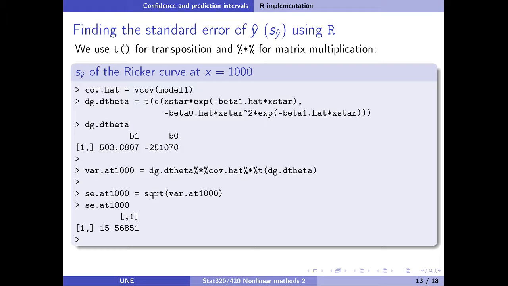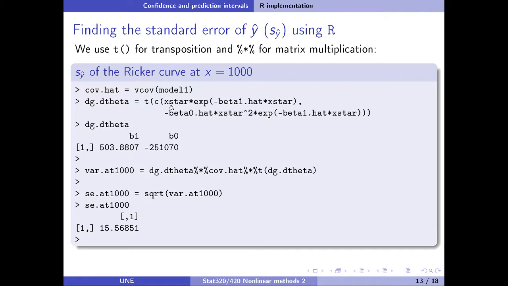So if we want to find this S of y hat for the Ricker curve at x equals 1000, I've got my covariance matrix, which I've called cov.hat. I've got dg.d theta. Remember in the theory, I wanted dg d theta to be a row vector. In R, if you say x equals c parentheses 2 comma 3, that creates a column vector. So the way to get a row vector is to transpose a column vector. So I'm going to use the T command for transposition and then enter my vector.